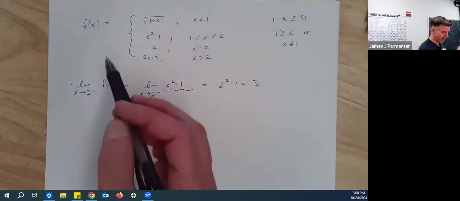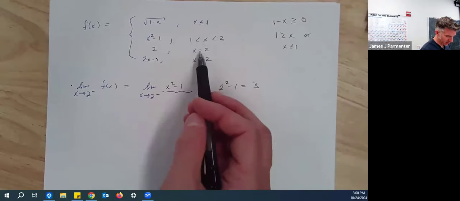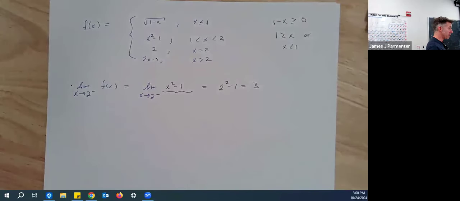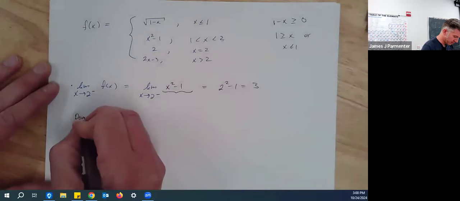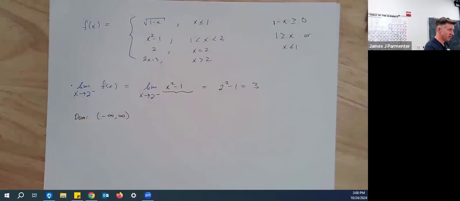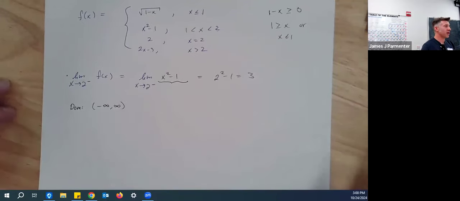We've got everything from negative infinity to 1. We've got everything from 1 to 2. We've got 2, and we've got everything bigger than 2. So we're not missing any x values in our domain. If they ask you about the domain here, I would just point out the domain is everything. There's nothing that needs to get excluded. Maybe we'll ask about the range too. Okay, so now we need to consider continuity.